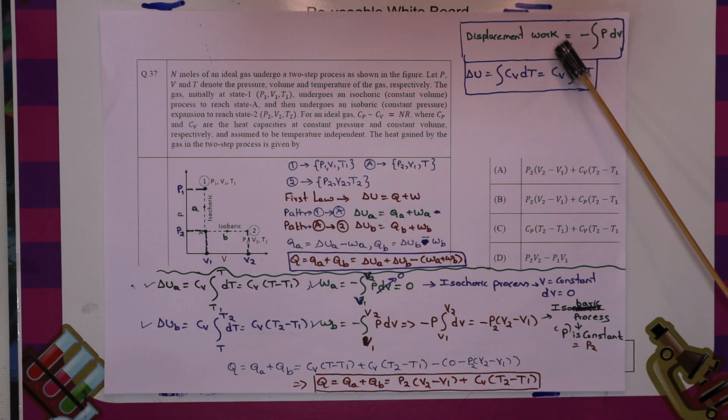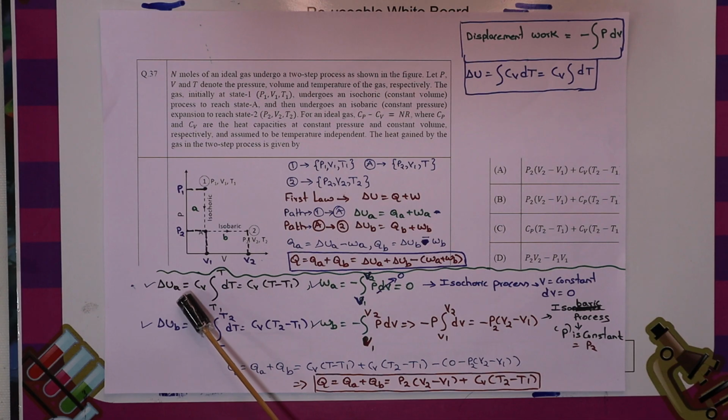Now you know the work and delta U. Let us do that. The change in internal energy in path A, which is the isochoric process, is Cv times the integral of dT, with initial temperature T1 and final temperature T. Cv is a constant and comes out of the integral. So delta UA is nothing but Cv times (T minus T1).